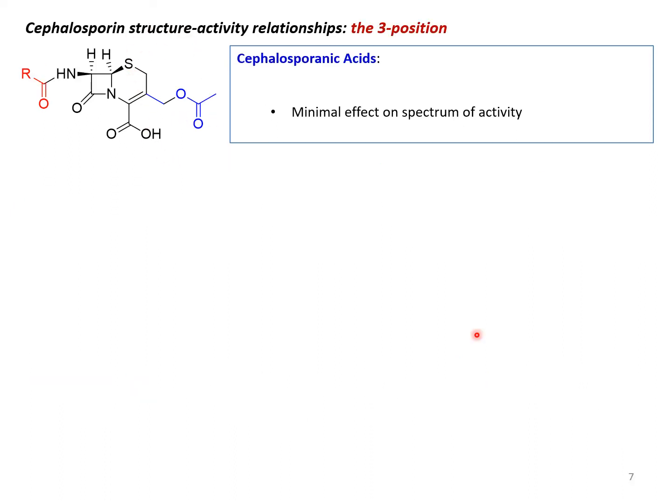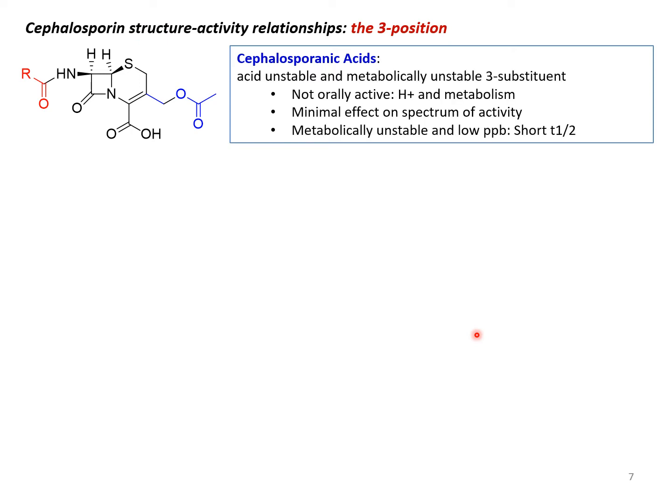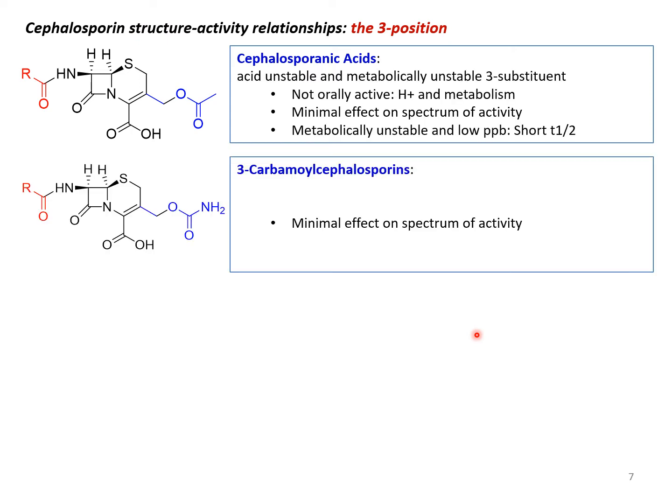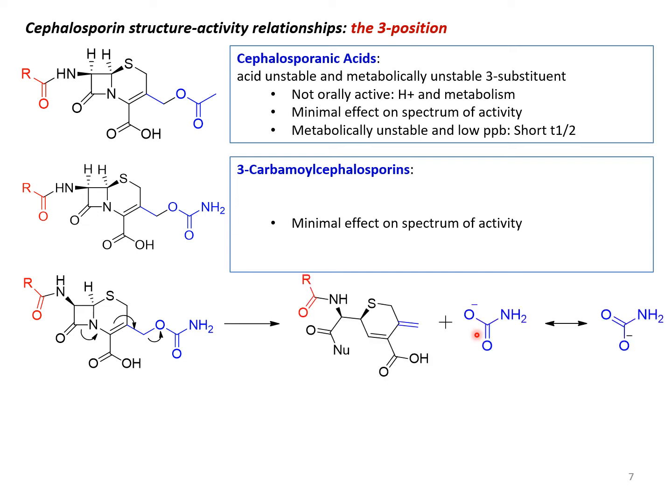Cephalosporins with methylene acetoxy are both acid and metabolically unstable. Carbamoyl cephalosporins are also acid unstable. A carbamate, similar to an acetate, is a good leaving group since the developed charge on it will be delocalized between electronegative atoms via resonance.